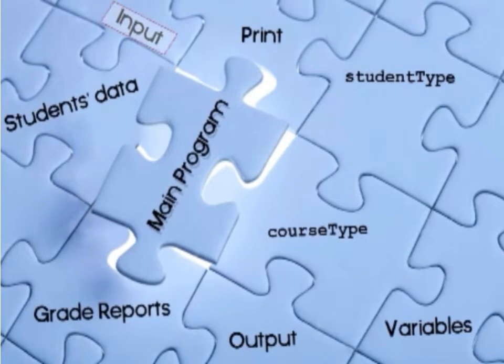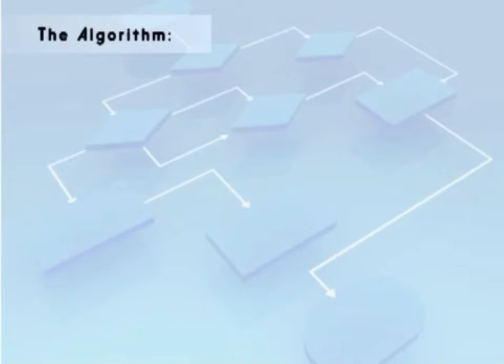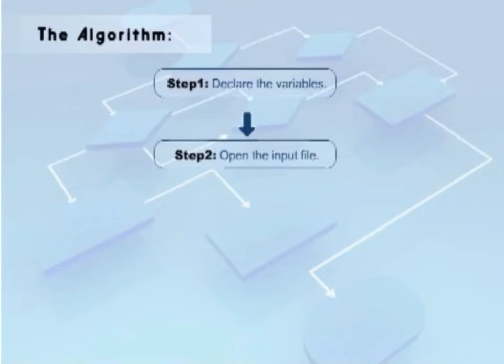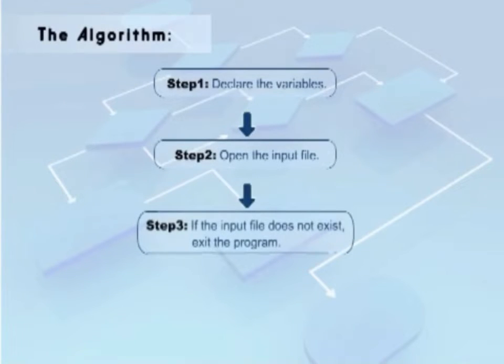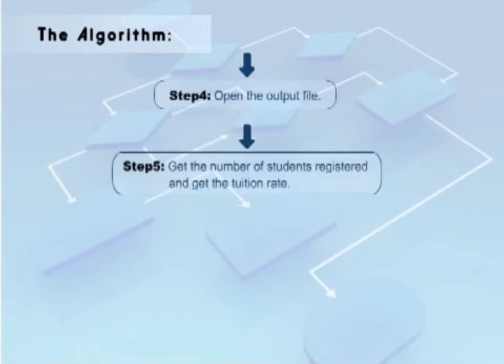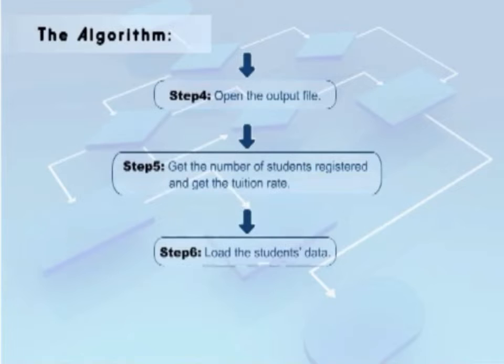Because the input is in a file and the output will be sent to a file, we declare stream variables to access the input and output file. The main algorithm for the program is as follows. Declare the variables. Open the input file. If the input file does not exist, exit the program. Open the output file. Get the number of students registered and the tuition rate. Load the student's data. Print the grade report.